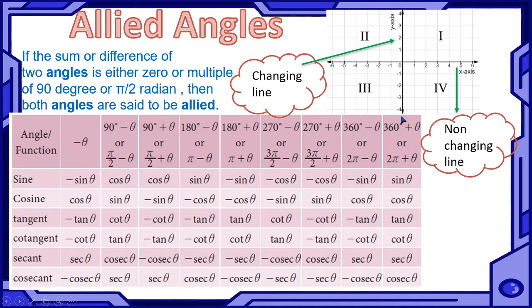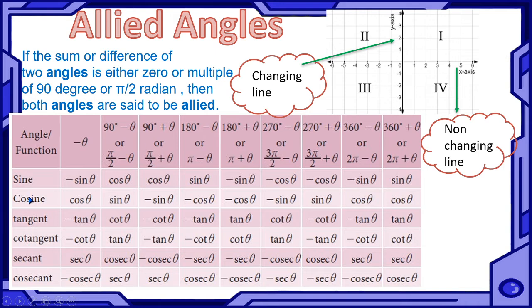If any angle talks about this line, y-axis, this is 0, this is 90, this is 180 and this is 270. If the angles talks about 90 minus or 90 plus, 270 minus, 270 plus, then definitely as the name says changing line, that function will be converted into other function like sine into cos, cos into sine, tan into cot, cot into tan, cosec into sec, sec into cosec. But if the angle talks about 180 or 360, 180 minus, 180 plus, 360 minus, 360 plus, then definitely those functions will remain same. Sine will remain sine, tan will remain tan.